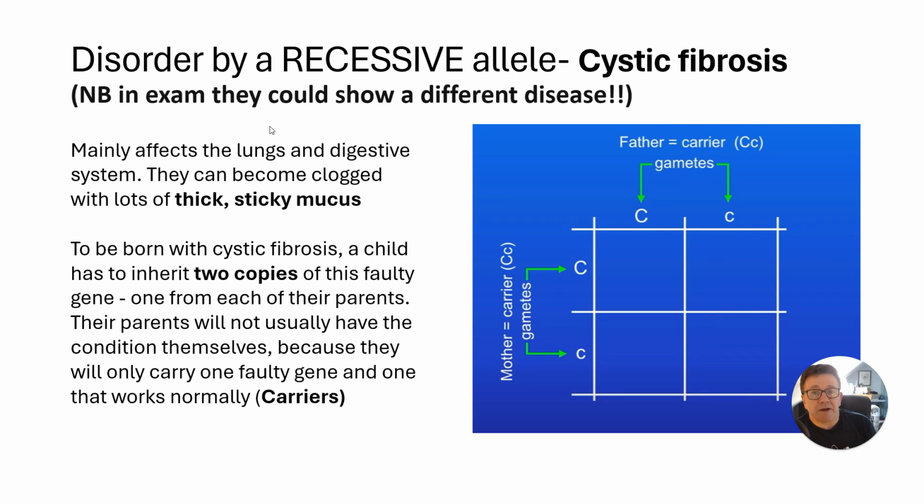Recessive alleles, so cystic fibrosis. They could show a different one again. I always teach my students thick, sticky mucus, basically. That's the symptom, and it clogs up the lungs and digestive system, and causes infertility as well. You've got to inherit two copies of the recessive gene. In this case, the parents each have one allele that is causing cystic fibrosis. These parents are called carriers, so they don't have the symptoms, but they do carry the mutated allele.